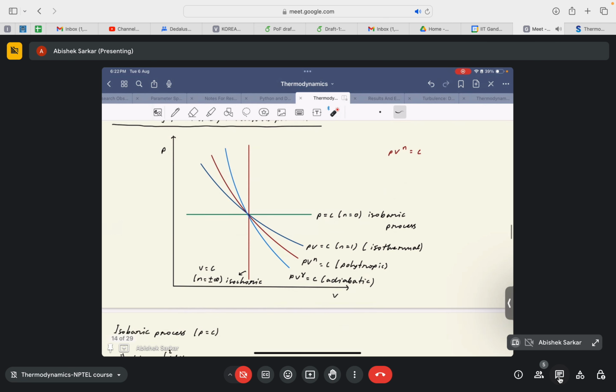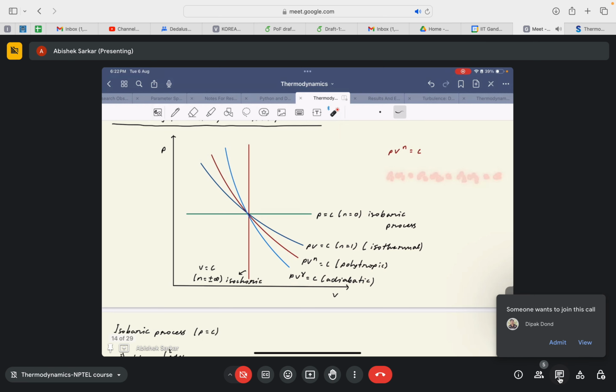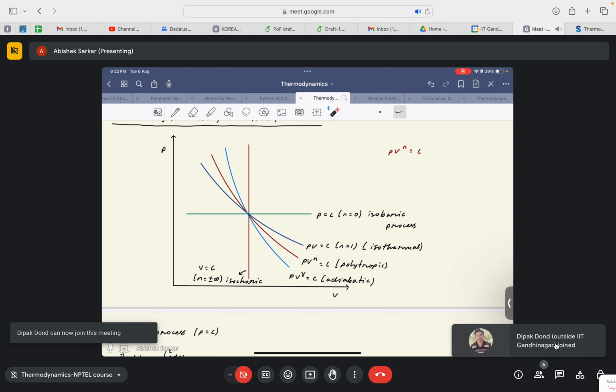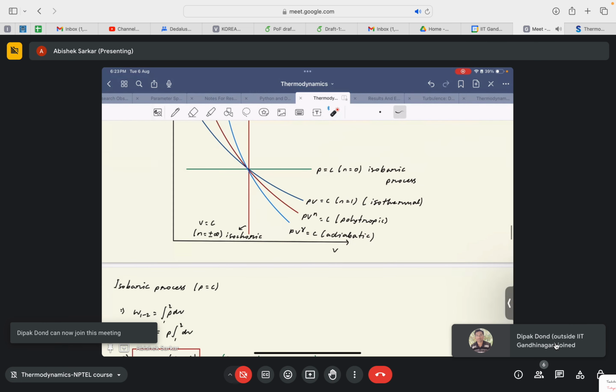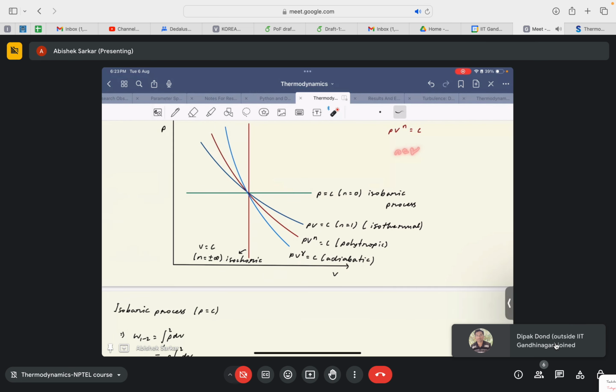Similarly, for n equal to 1, we have an isothermal process. I said n equal to 0 for isobaric process, just recalling in case I am mistaken. So for n equal to 1, this equation becomes PV equal to C, or for different state points we can write P1V1 equal to P2V2 equal to P3V3 equal to some constant. Similarly, for n equal to gamma, we have PV^gamma equal to constant, an adiabatic process.